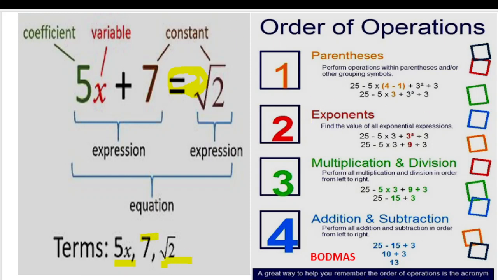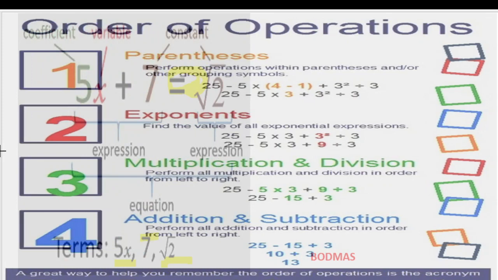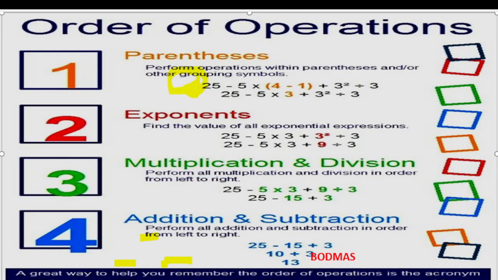Now let's learn order of operations. So first, parentheses: we will first solve the parentheses which are in brackets, like 4 minus 1, so we will solve the bracket first. Now exponents. Now the question is 25 minus 5 into 3 plus 3 raised to power 2, so this is an exponent, so then we will solve this. Multiplication and division.